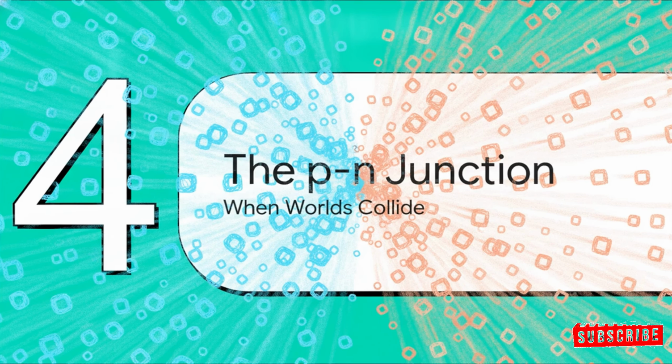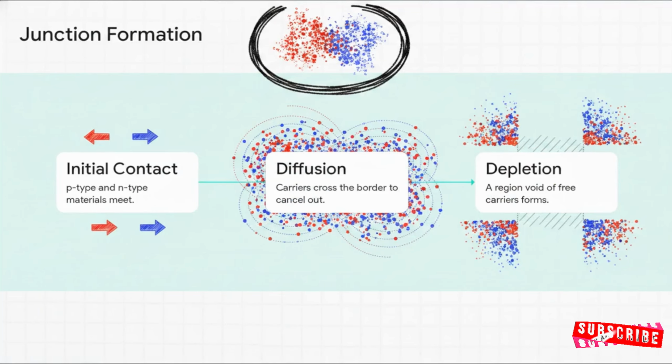All right, let's move into Section 4, the p-n junction. We now have N-type materials absolutely packed with free electrons, and P-type materials packed with free holes. So what happens when these two distinct worlds finally collide? Well, it happens in three distinct steps. First, initial contact is made. Second, a massive diffusion process begins. And third, a stable depletion region forms. Let's look at exactly what that actually looks like.